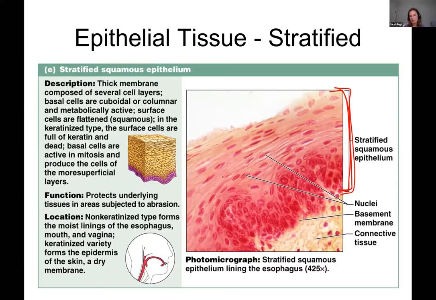So here is that picture of our stratified epithelial tissue. Again, at the surface it's hard to see the individual cells, but you can definitely see the nuclei, and you can tell the nuclei are very flat. So that's how we know it's squamous, right? This is our apical surface up here. It's white, it's free, there's nothing attached. Down here is our basal surface, right? That's the area that's attached.